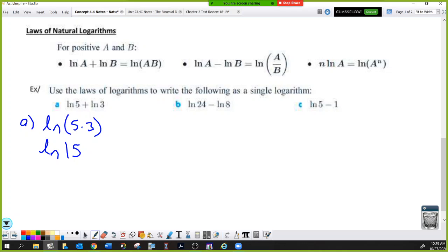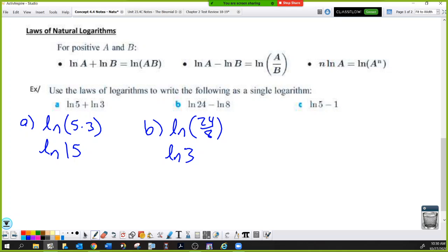Please don't overthink it. Part B, oh look, the subtraction of 2 logarithms with the same base, log base e. So that's just going to be a quotient in the argument, the ln of 24 over 8, which is the ln of 3.